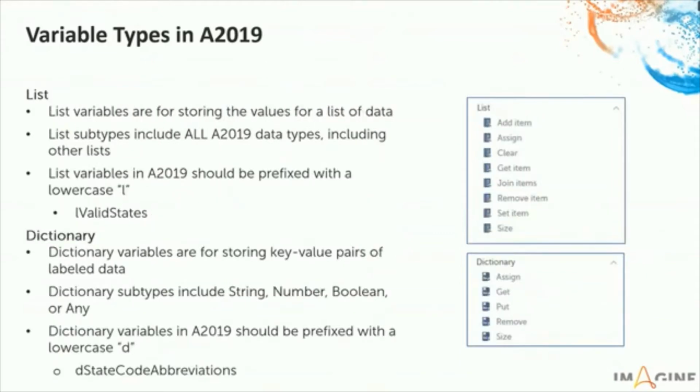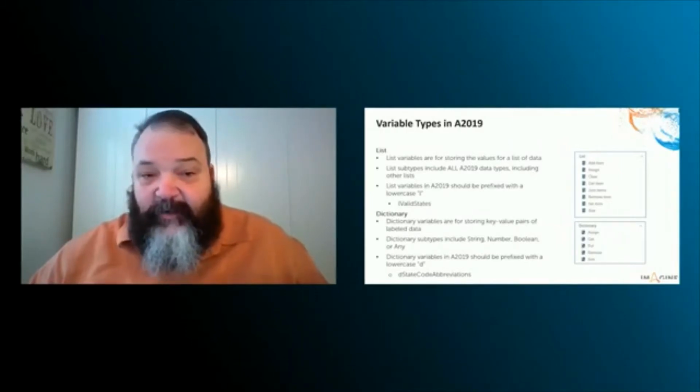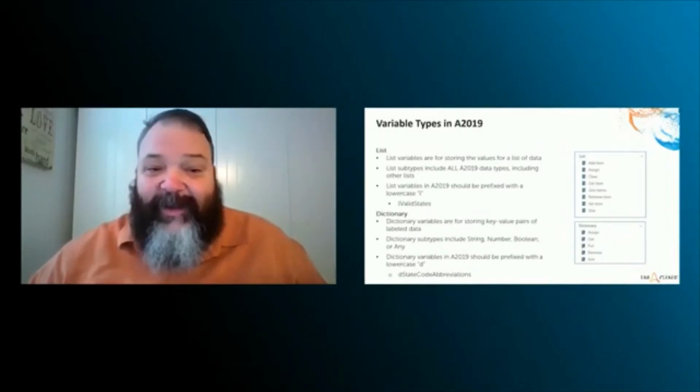A list is something that we had in previous versions, but in A2019, we've added a lot more capabilities with it. The list subtypes include all the A2019 types, including other lists, and we can include a list of strings, a list of numbers, a list of Booleans, etc. With all of these lists, we have a package to do more things with list type variables, including adding items to the list, removing items from the list, getting the value of a specific item, setting a certain item, determining the size of the list. All these types of actions are available using the list package. We usually preface list type variables with the lowercase l.